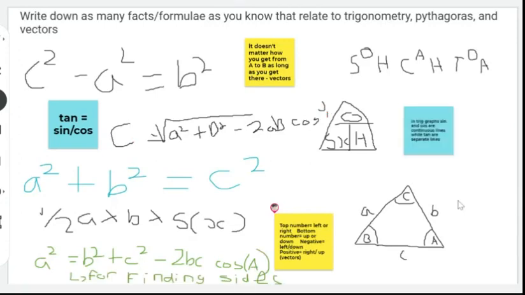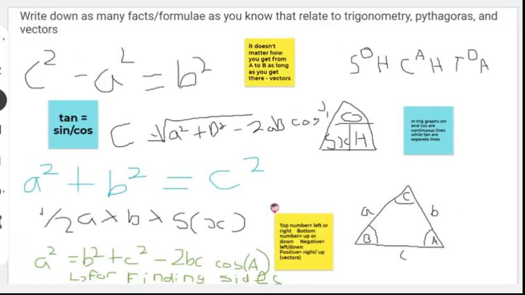Ooh, lovely. Yep, so someone specified that that's the cosine rule for finding a side. In trig graphs, sine and cos are continuous lines while tan are separate lines. Yes, there are points of discontinuity with tan, absolutely. Indeed. Is there anyone who knows how to draw any of the graphs? Maybe on the next page.